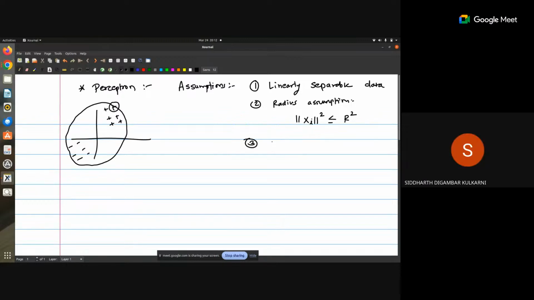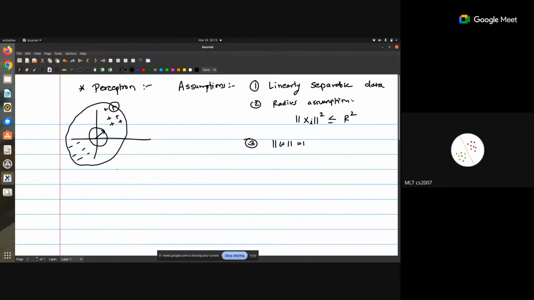What was the third assumption we are having? Norm of W star is 1. What does that mean? We are just saying that the length of the vector W we have restricted to 1, right? Okay, fine. So that was one thing.